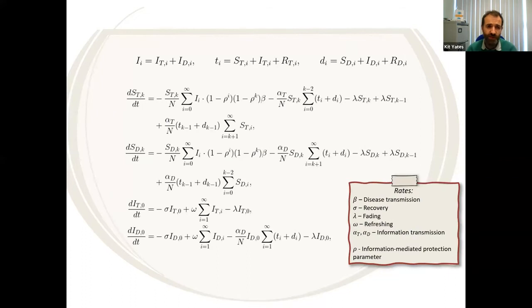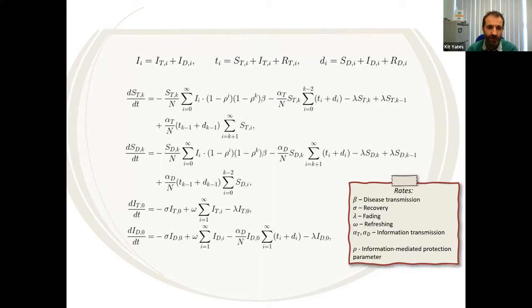So for the susceptible population, you leave the state of being susceptible by getting infected. So this is the new infection or the new transmissibility. You have to sum over all the possible infectious classes of either type, trusting or distrusting. That's how people get infected. So that's the disease transmission dynamics, and the rest of it is information transmission.